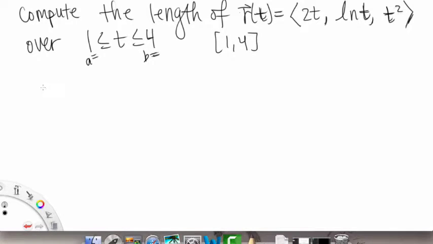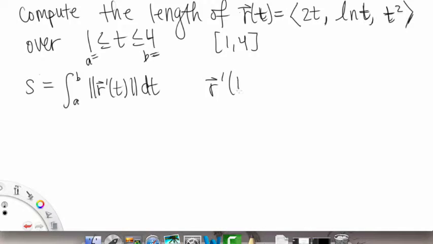Let's refresh. How do we find the arc length? S is going to equal the integral from a to b of the magnitude of r prime of t dt. We have to do a couple things. First, let's start with finding r prime of t. All we have to do is take the first derivative of each of our components, so that would be 2, 1 over t, and 2t.